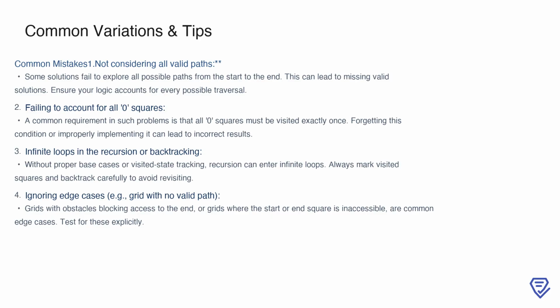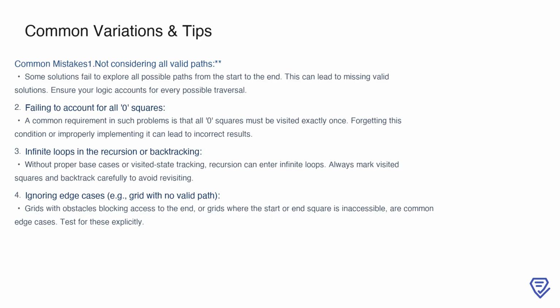Another frequent pitfall is failing to account for all zero squares. In this problem, every zero square must be visited exactly once, and neglecting this requirement or implementing it incorrectly can result in invalid solutions. Infinite loops in recursion or backtracking are another challenge. Without properly defined base cases or effective tracking of visited squares, your recursion might revisit the same squares endlessly. To avoid this, ensure you mark squares as visited and carefully backtrack.